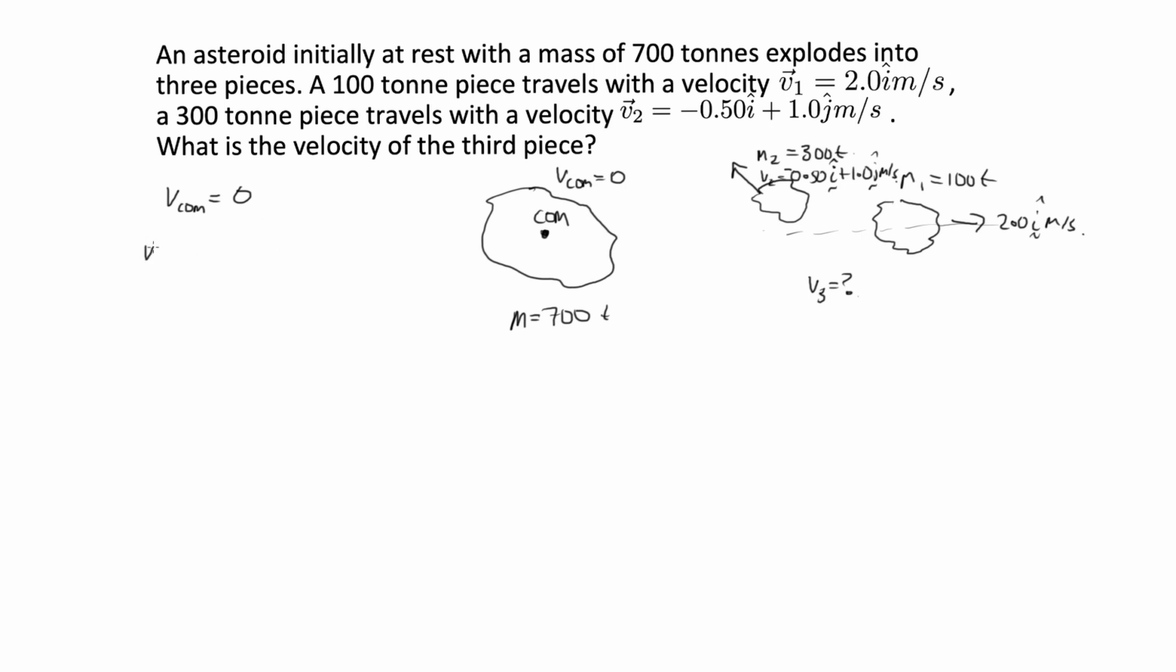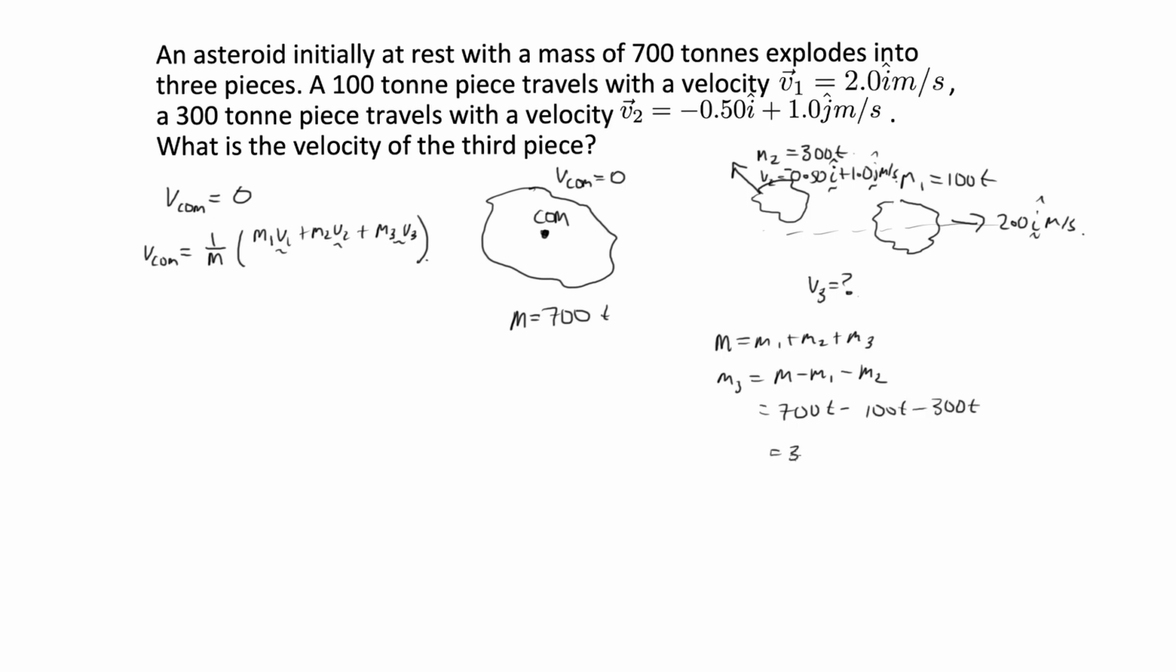So I can say, well, VCOM is equal to 1 over m, where m is the total mass, which is the 700 tons, which is equal to m1 v1 plus m2 v2 plus m3 v3, and these are all vectors. So we can start by working out what m3 is, because we know that m is equal to m1 plus m2 plus m3. So m3 is equal to m minus m1 minus m2, which is equal to 700 tons minus 100 tons minus 300 tons, which is equal to 300 tons.